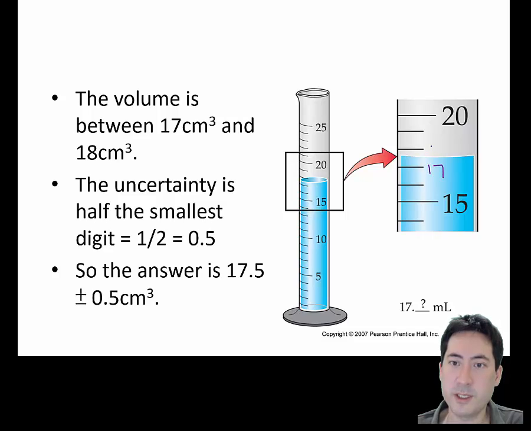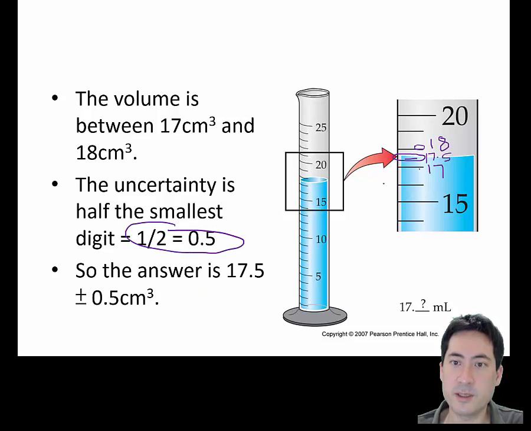This value here is 17 and this is 18. So you need to make the decision, is this value closer to 17.5, 17 or 18? And here I've chosen this one specifically because it seems the clearest at 17.5. So then you take the smallest increment, which is 1, and you halve that. So the uncertainty is 0.5.